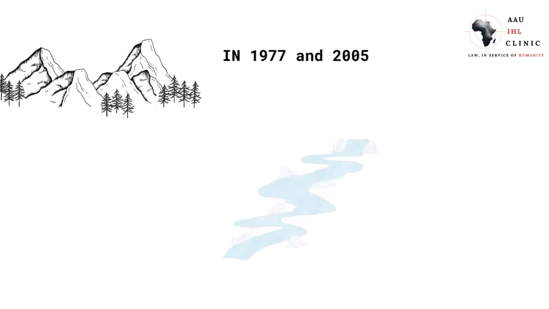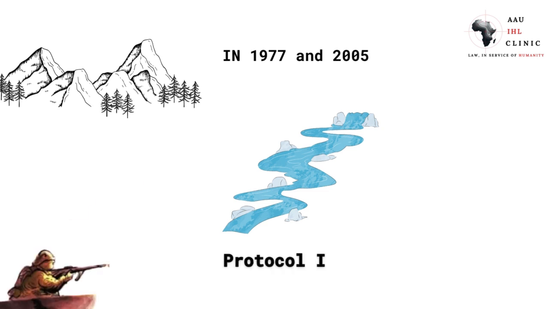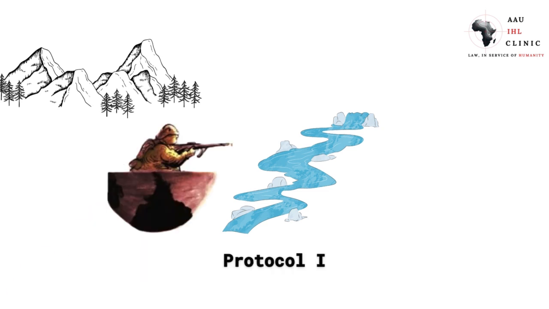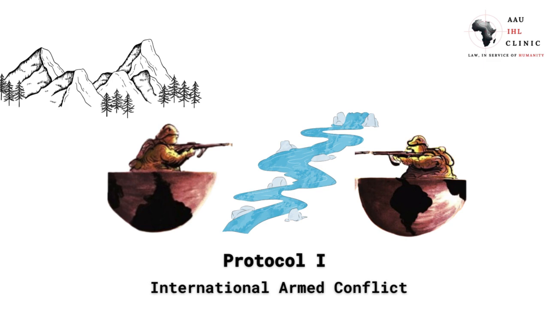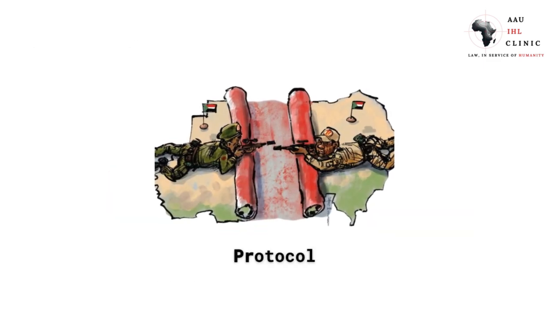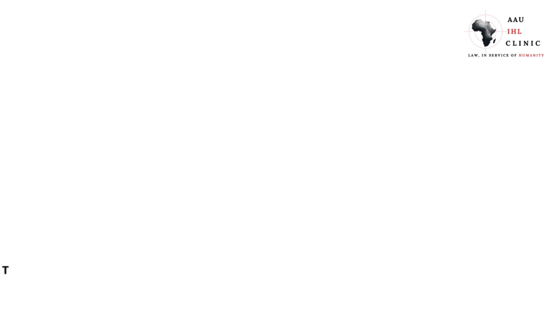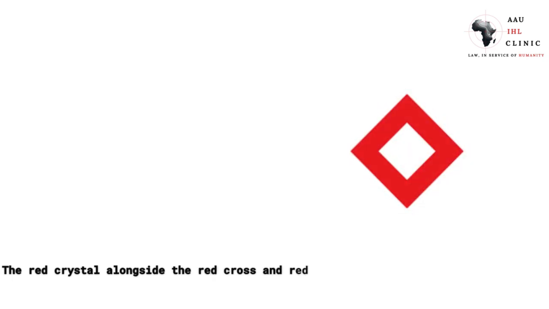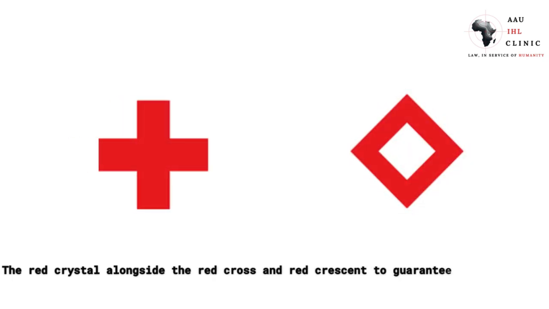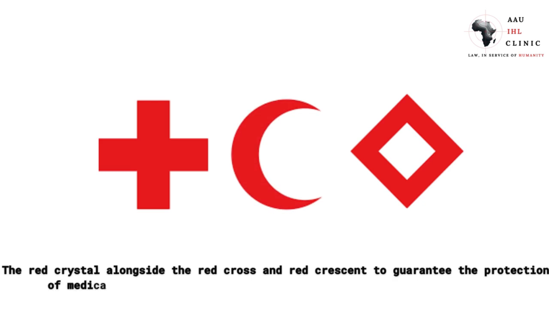Following the four conventions, additional protocols were adopted in 1977 and 2005. Additional Protocol 1 pertains to safeguarding individuals affected by international armed conflict, whereas Protocol 2 addresses non-international armed conflict. Then in 2005, an additional protocol was adopted to create an additional emblem, the red crystal, alongside the Red Cross and the Red Crescent, to guarantee the protection of medical and religious personnel as well as equipment during combat.